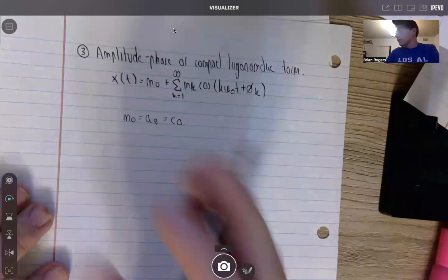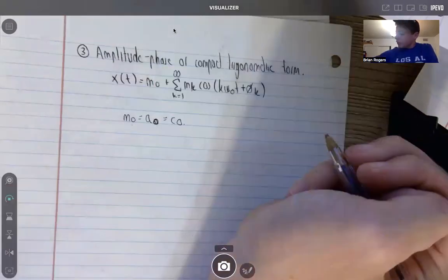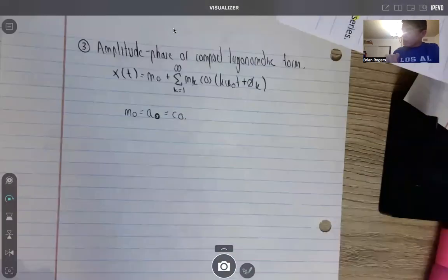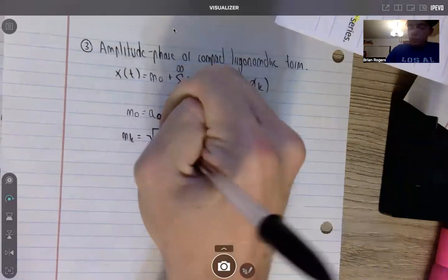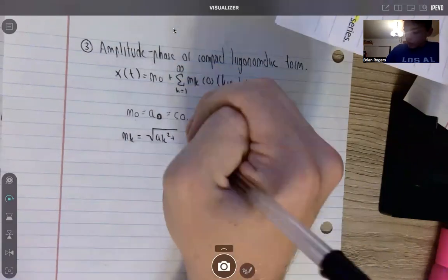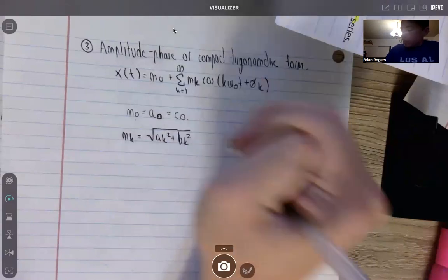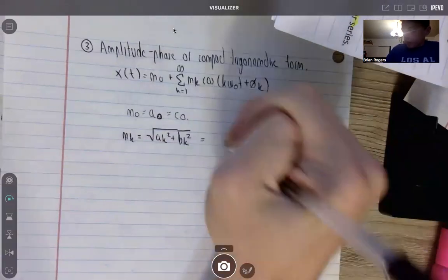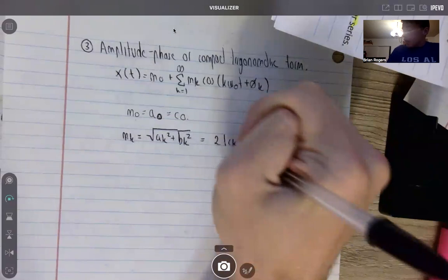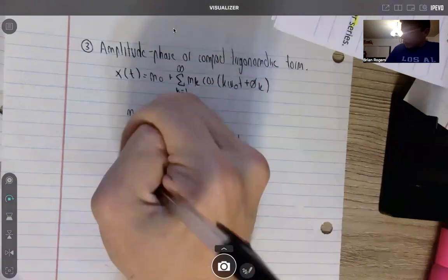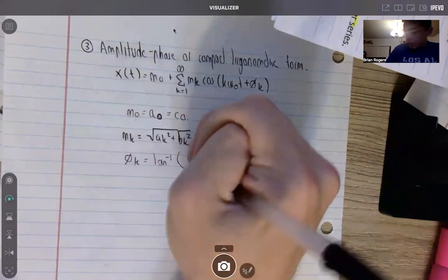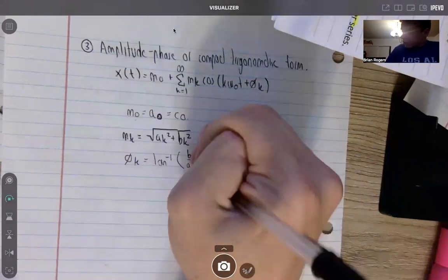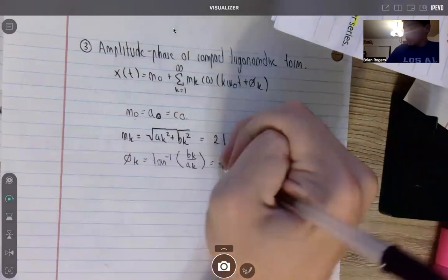And then your next one, which is going to be your M of k, is going to equal the square root of your A k squared plus B k squared. And then, so that's the twice times the C of k part if you're looking for the conversion. And then your phase of k is going to equal tan inverse of your imaginary part over your real part, which is going to equal the phase of C of k.